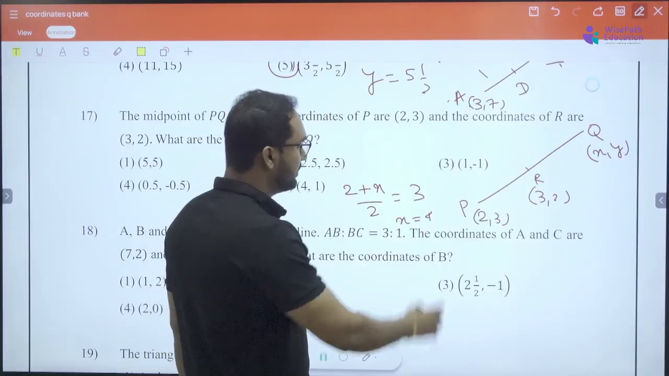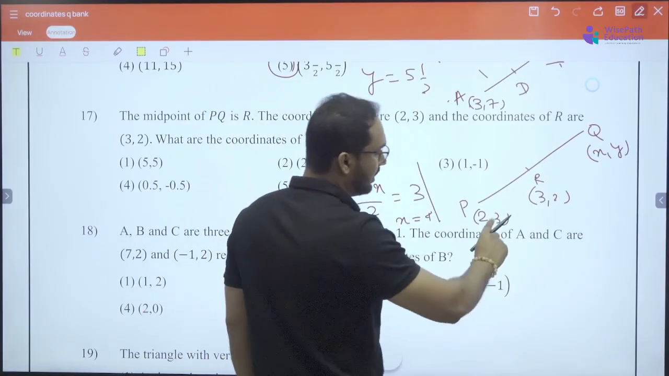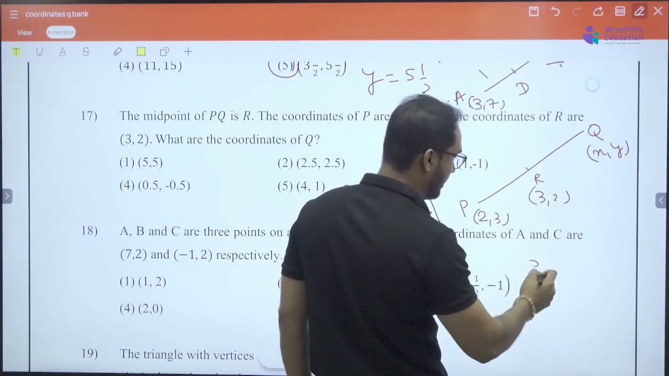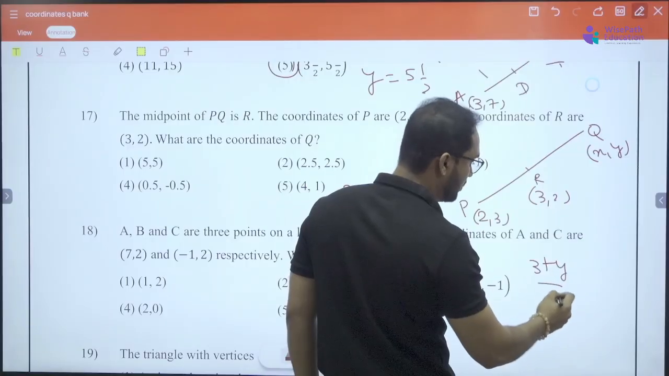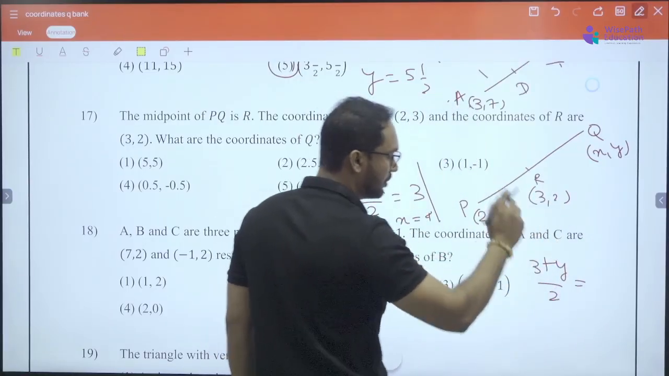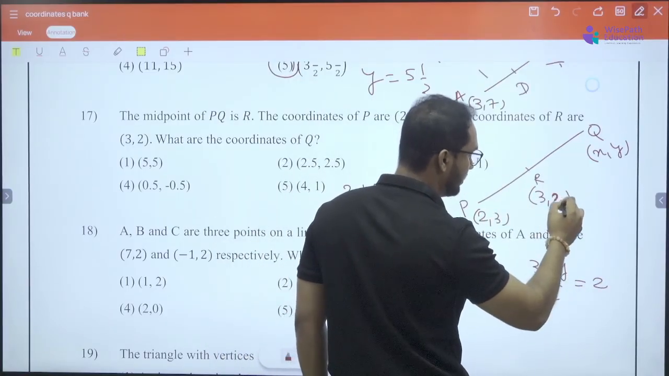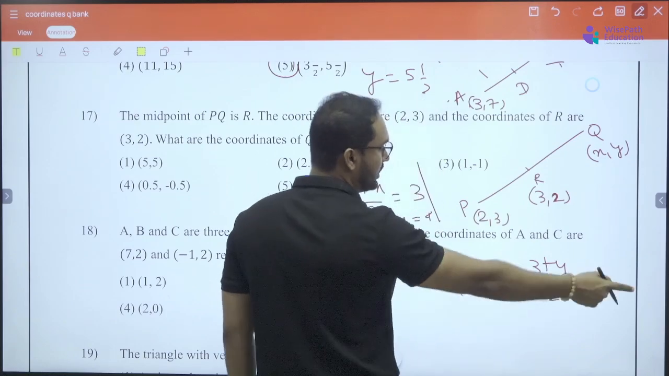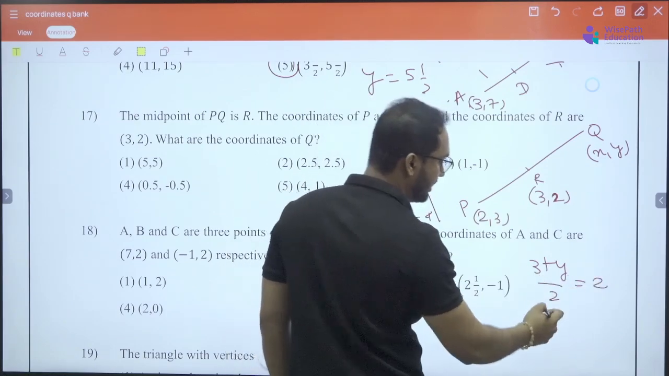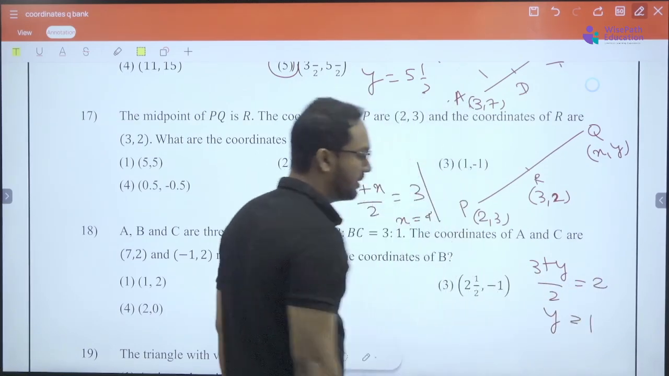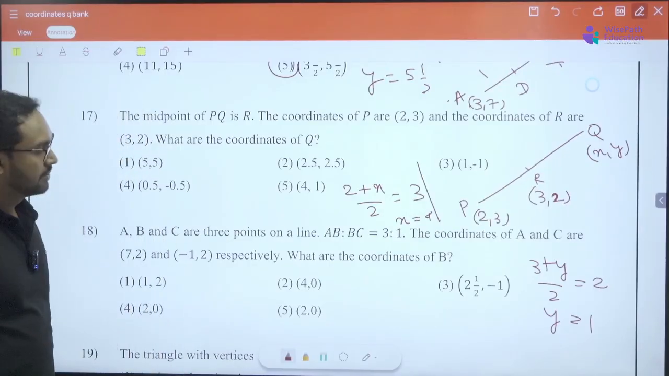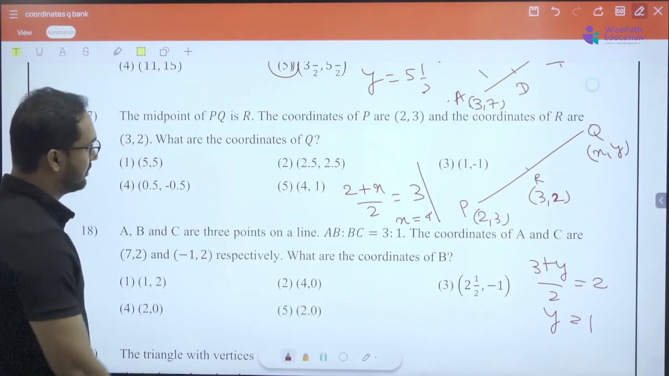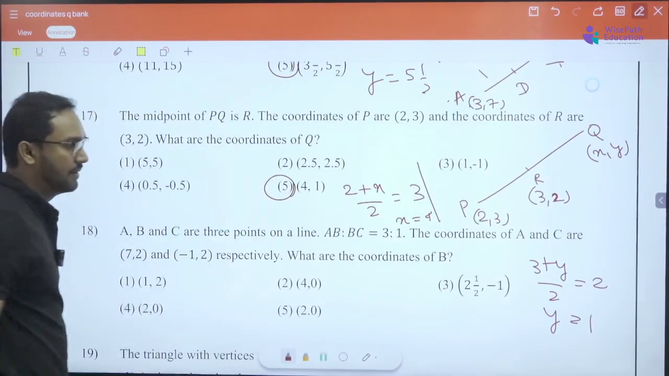Y coordinate, 3 plus y divided by 2 should equal to 2. Here it is 2, so 2 into 2 is 4. 4 minus 3 is 1. So yeah, answer is 5.